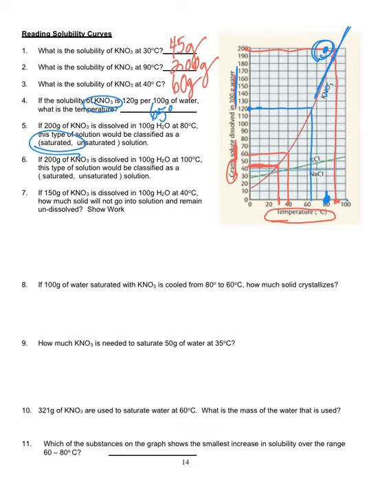If 200 grams is dissolved at the 100, then you would see this line would keep going up. So 200 at 100 degrees then puts you under that line. So that would be unsaturated. If 150 grams of KNO3 is dissolved in 100 grams of water, okay, let me just quickly erase all of this stuff on here because I'm going to keep marking this graph up.